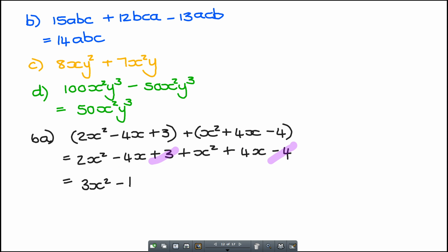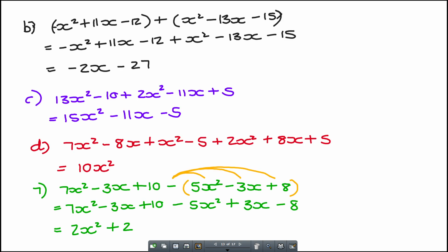And Mary is asking why we don't write the 0x. It won't be wrong. You do get 0x. But we don't have to write it because 0 times x is just 0, and we don't usually write plus 0 in an equation. Okay.